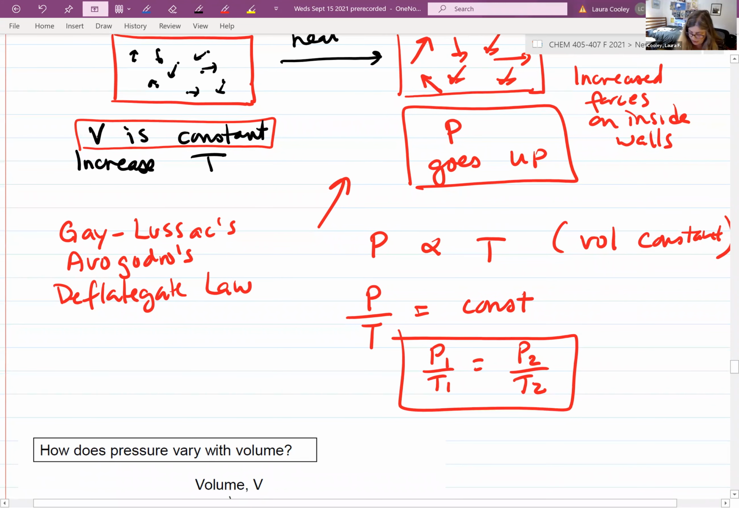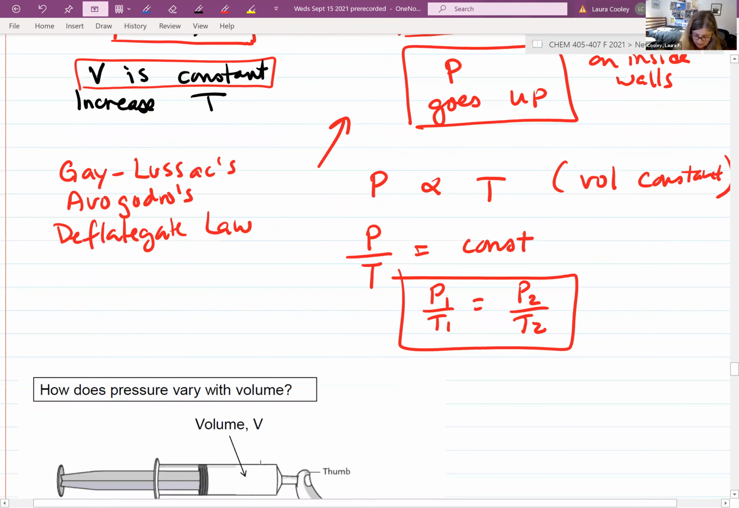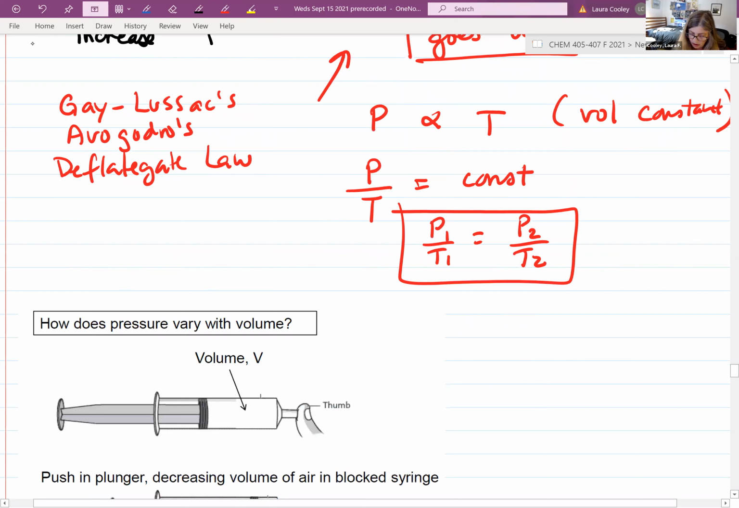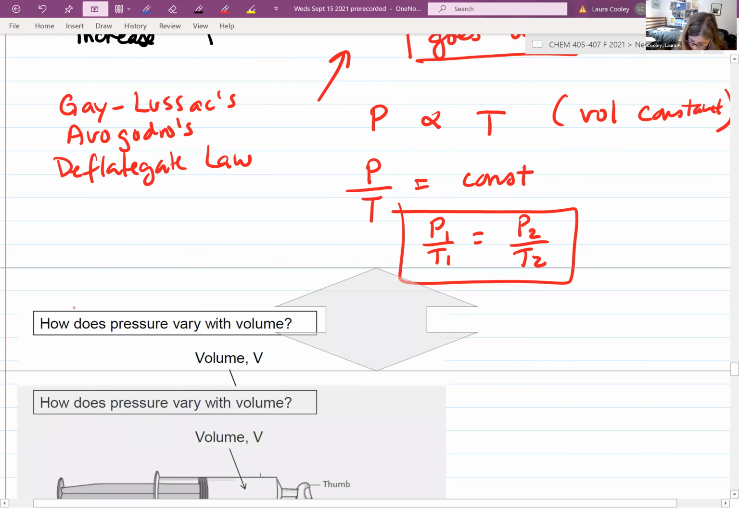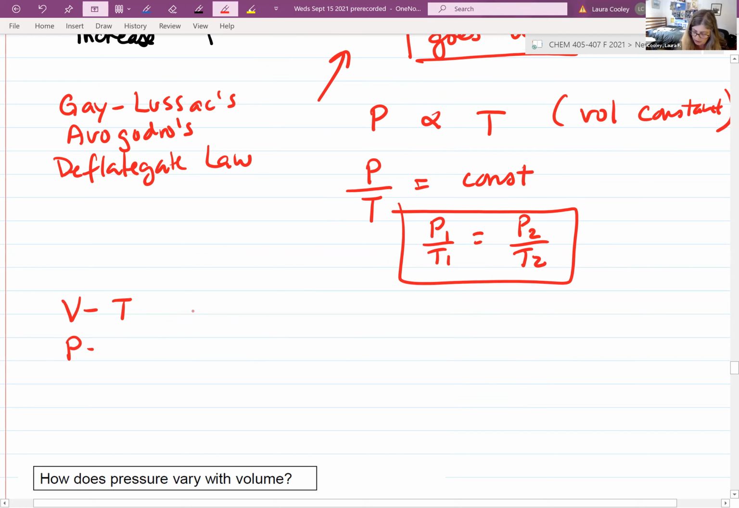But anyway, so P over T is constant, which means P1 over T1 equals P2 over T2. Okay, so that's another law. And so we have that the volume, let me get a little more space here, volume, temperature, and pressure, temperature relationships. These are very simple. These are proportionalities.